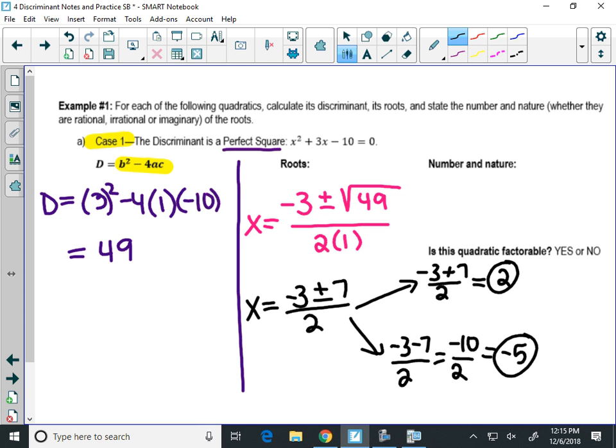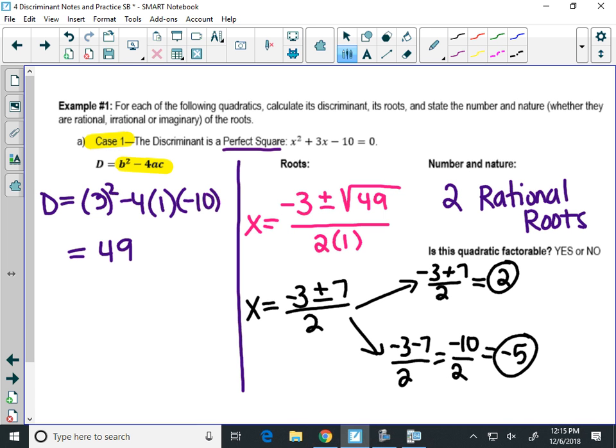Now, the point of this is that the fact that my discriminant is a perfect square, without having to do the quadratic formula in the future, is going to tell me how many x-intercepts I'm going to have, so 1 or 2, and then the nature of them. What kind of x-intercepts are there? So we have 2 x-intercepts. We're going to have 2 roots. And are they rational, irrational, or imaginary? Rational. So we have 2 rational roots.